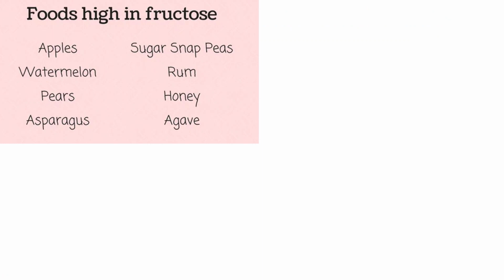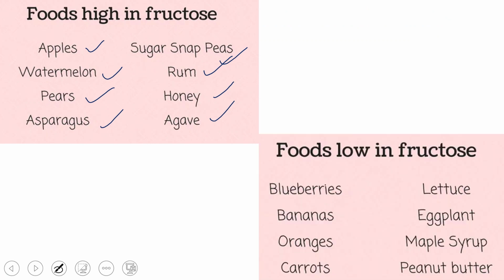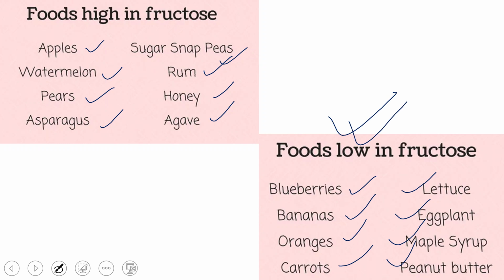So these are some of the foods which contain high fructose content. We should avoid such types of food in case of fructose intolerance, like apple, watermelon, pears, asparagus, sugar snap peas, rum, honey, and agave. These things are to be avoided because they contain a high amount of fructose. Similarly, these are the foods which contain a low amount of fructose, like blueberries, banana, orange, carrot, lettuce, eggplant, maple syrup, and peanut butter. So these things can be taken. So this is all about fructose metabolism and fructose disorders, the metabolic disease processes involved in fructose metabolism.